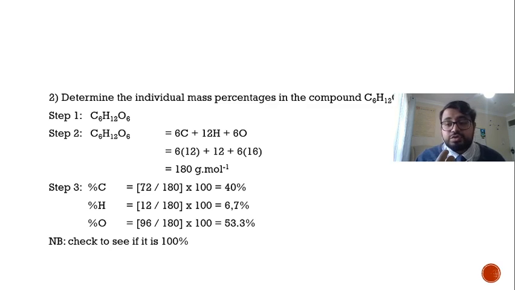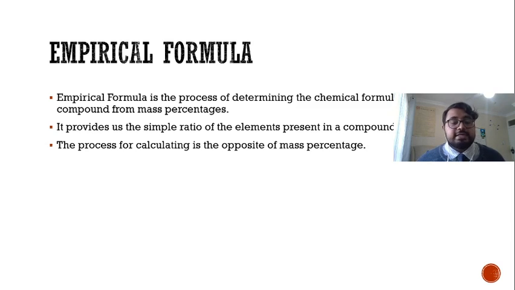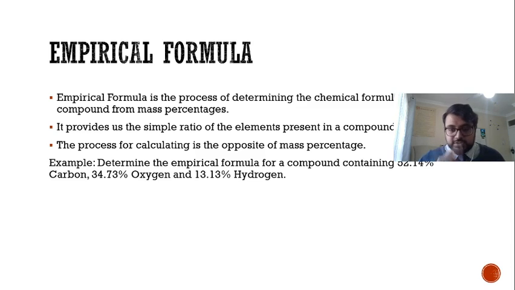So C6H12O6 is a ratio. It's not the simplest ratio, but if you get the simplest ratio, it's 1 is to 2 is to 1. So that's 1 carbon to 2 hydrogens to 1 oxygen. The empirical formula will help us get this simple ratio. As I said, the process for calculating the empirical formula is the opposite of mass percentage, which means we're working backwards from mass percentage. So let's look at examples.